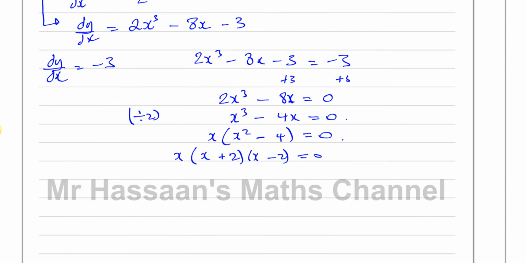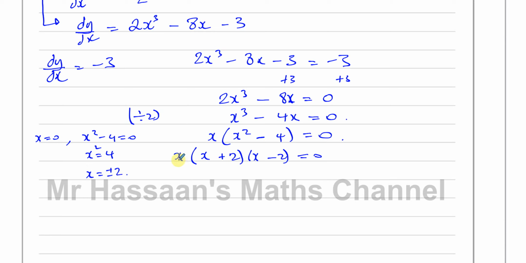Alternatively, what we could have done here is say either x equals 0 or x squared minus 4 equals 0. When two things multiply to give you 0, one of them must be 0. So either x is 0 or x squared minus 4 is 0. In that case, you have x equals 0 or x squared equals 4, I'm sorry. And then when you take the square root of 4, the answer could be either positive or negative 2.